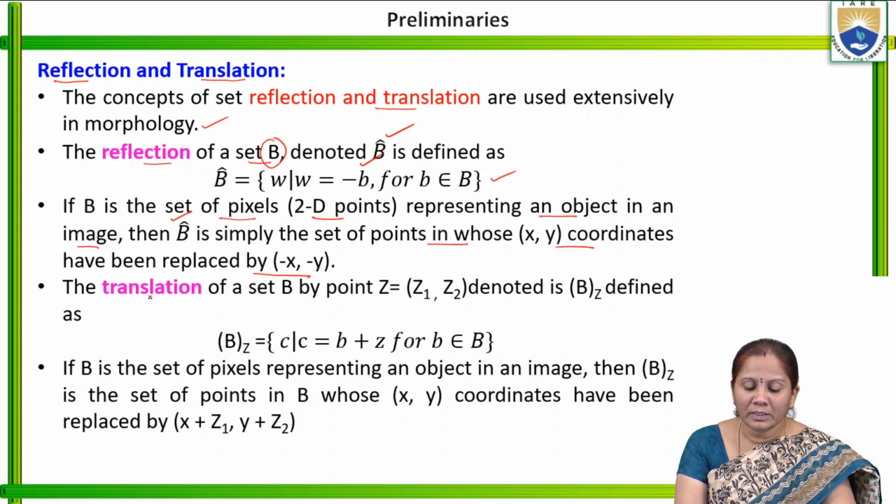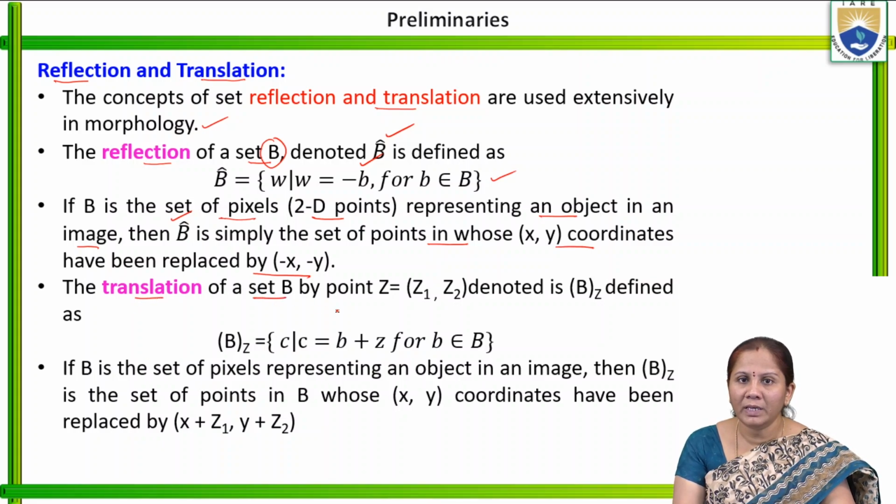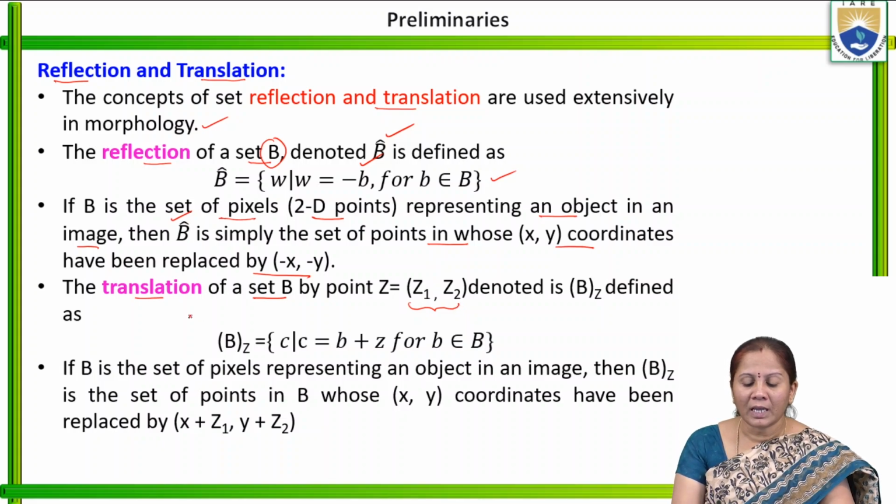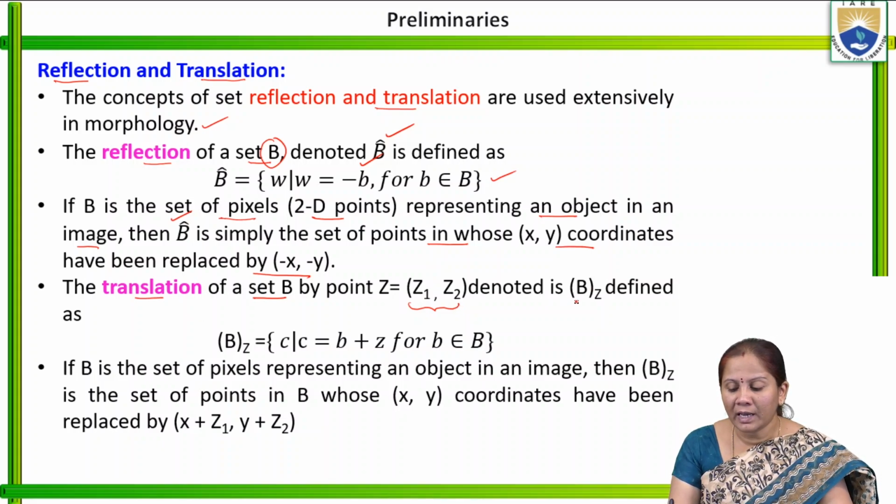The next important term is translation. Here also the same set B is considered. The translation of set B at the point z equal to z1, z2, where the two coordinates considered at the point z are z1 and z2. The translation of set B is indicated as B subscript z.